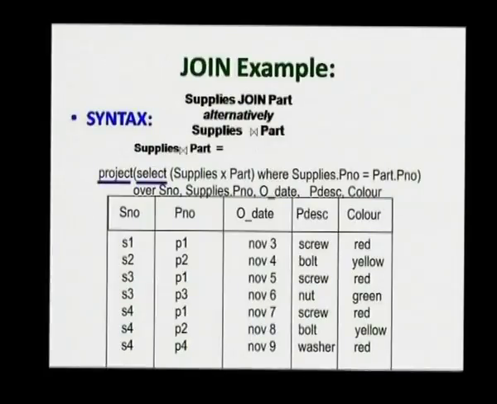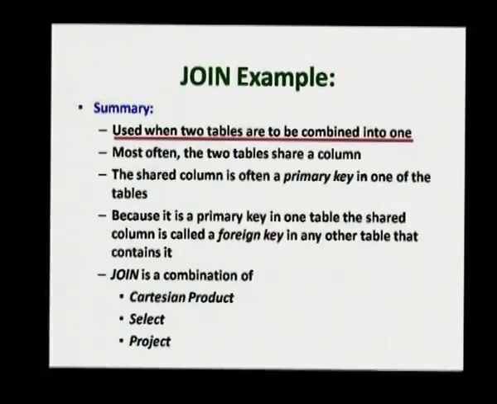This is equivalent to Cartesian product, select, and project, which removes the duplicate column. What we have done is use two tables and combine them into one. Most often the two tables will share a column. The shared column will most probably be the primary key in one and the foreign key in the other. The join operation is a combination of Cartesian product, which just combines the two tables without any conditions, and select, which selects the rows where the two column values are equal. If that is not true, then you cannot have a join operation between those two tables. Then you have a project operation where you remove the duplication.